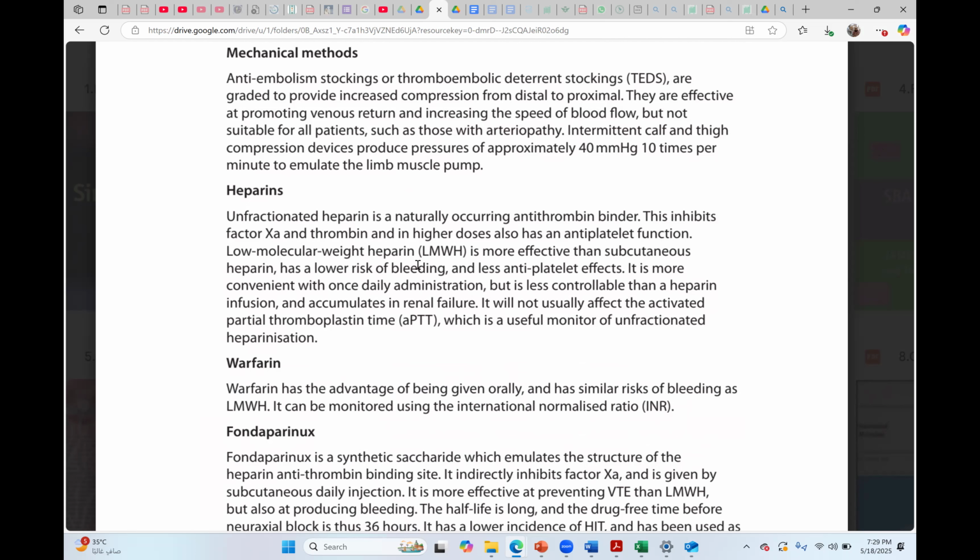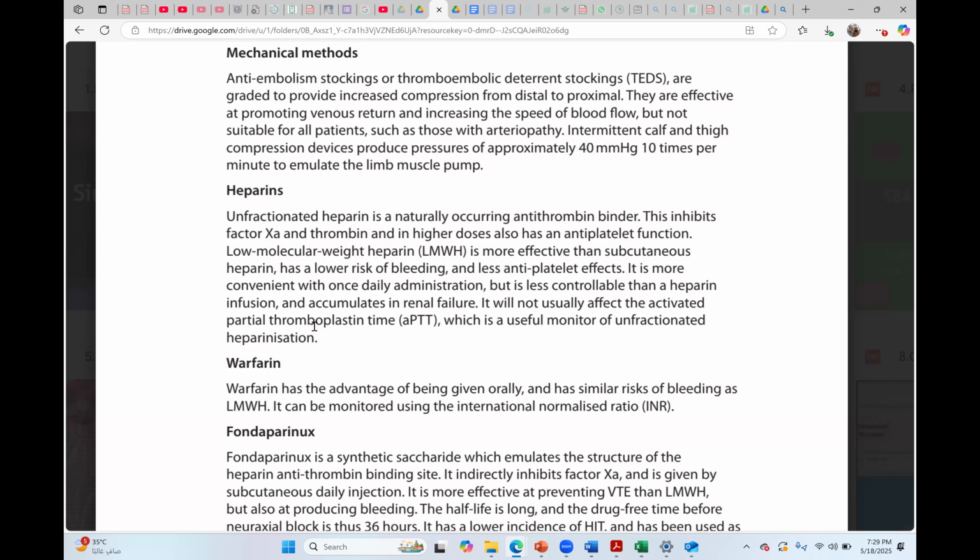Okay. So low molecular weight heparin is more effective than unfractionated heparin, has a low risk of bleeding and less antiplatelet effects. So that's why we frequently use it, and because it is relatively long acting, it is easily used as compared to heparin infusion, with less frequent doses. Okay, but it is less controllable than a heparin infusion and accumulates in renal failure. So that's why they decrease it.